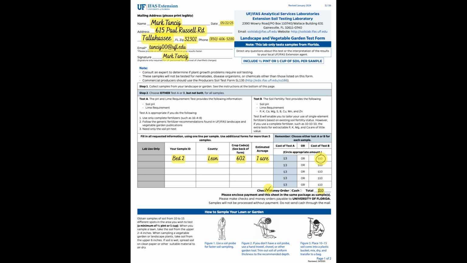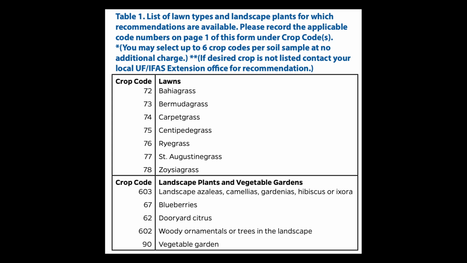This is an example of what the landscape and vegetable garden test form would look like. Make sure to add a crop code if you're testing your soil for a specific type of plant that will be grown there or is already growing there. The different crop codes for this test are located on the back page or the second sheet of the form. The list is shown here.